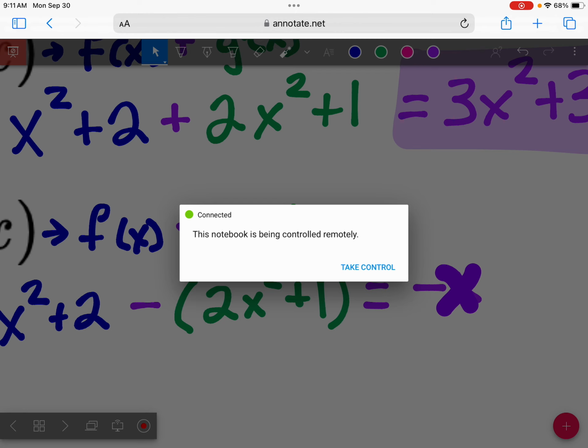So we have our minus x squared. 2 minus 1 gives us minus 1. Oh, positive 1. There we go. Positive 2 minus 1 becomes a positive 1. Yep, call me out on that. So this is our simplified function.